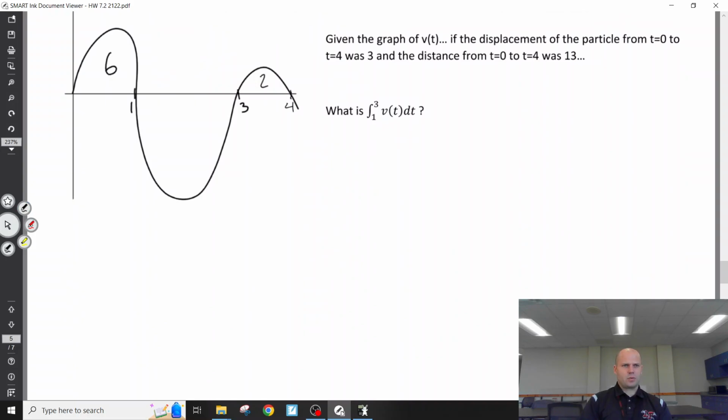I'm trying to be fancy with this one. Displacement from 0 to 4 was 3. The distance from 0 to 4 is 13. What is 1 to 3? So we haven't really talked about distance, but like, I don't know. If the displacement from 0 to 4 was 3, and I go to the right 6 and the right 2, well, if you go to the right 6 and the right 2, you've gone to the right 8 total. I only want to go to the right 3 total.